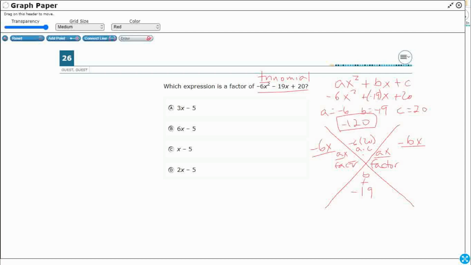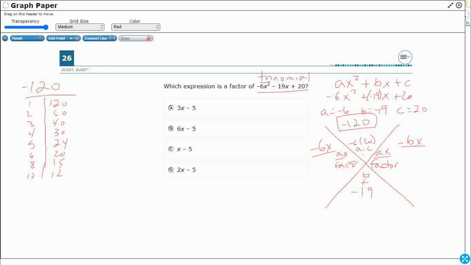So I'm going to list out my factors of 120, and then I realize that if it's going to be negative 120, one of them is going to have to be positive, one of them is going to have to be negative. If they're going to add to negative 19, they need to be 19 apart. So let's just start listing them. 1 and 120, 2 and 60, 3 and 40, 4 and 30, getting closer now, 5 and 24. Look at that. That's 19 apart. That's what I'm going to need. 6 and 20, 8 and 15, 10 and 12.